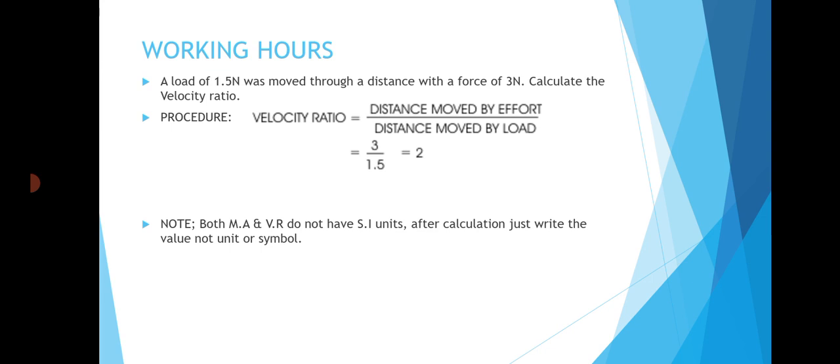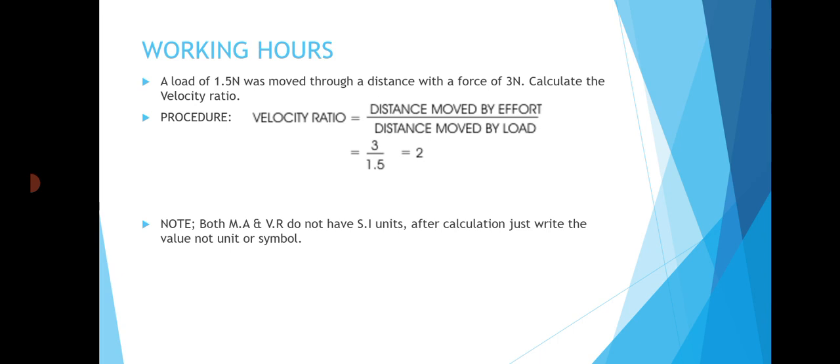Let's do some worked examples. A load of 1.5 meters moved through a distance with an effort distance of 3 meters. Calculate the velocity ratio. The procedure is: velocity ratio is equal to distance moved by the effort over distance moved by the load. So the effort distance is going to be 3. Then the load distance is going to be 1.5. And so our answer there is going to be 2. So let's take note of that. You realize that for velocity ratio 2, there's something fishy.